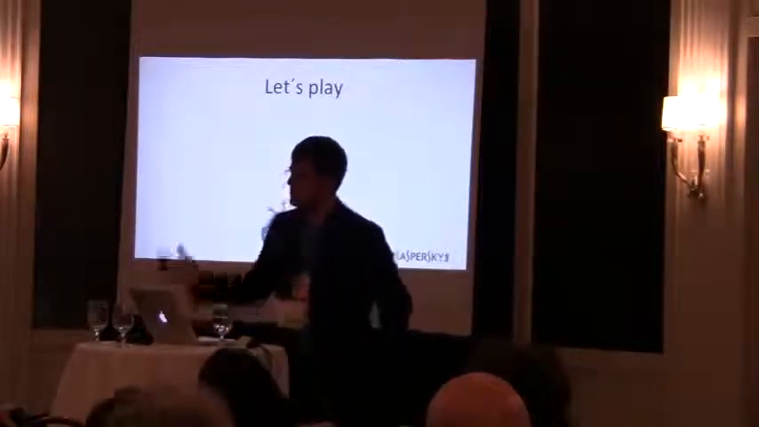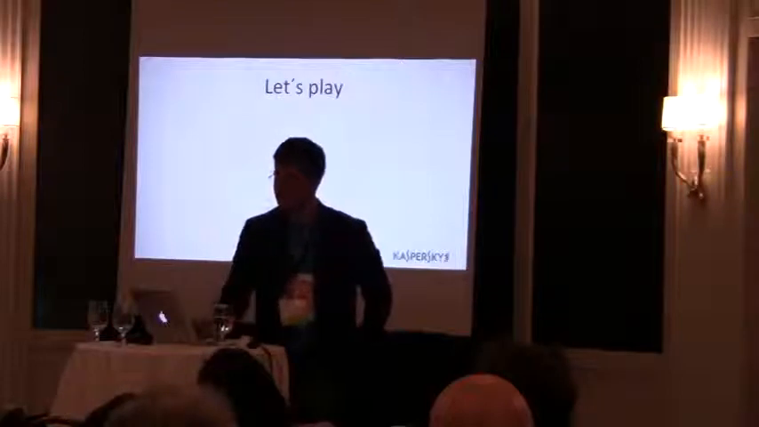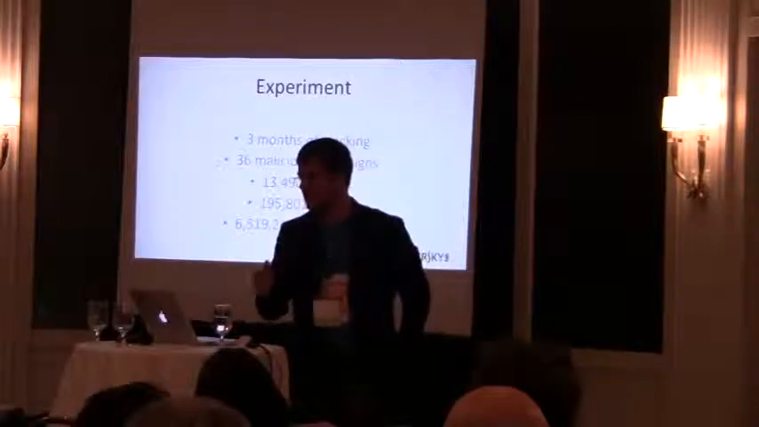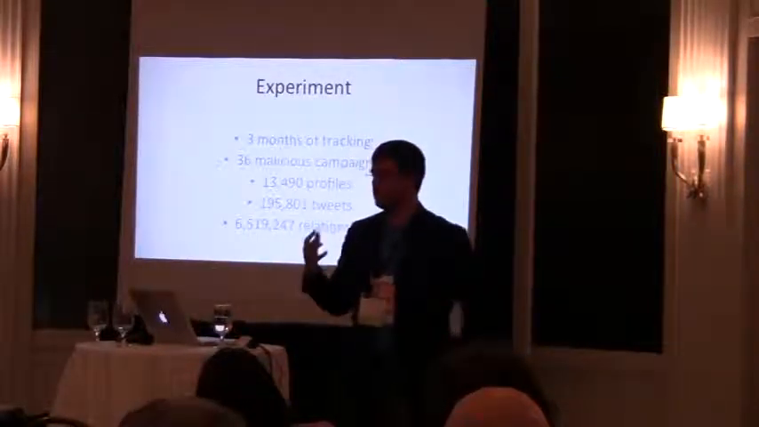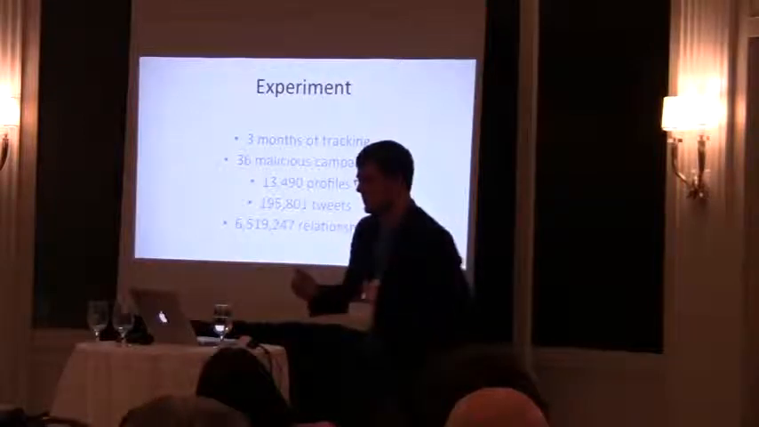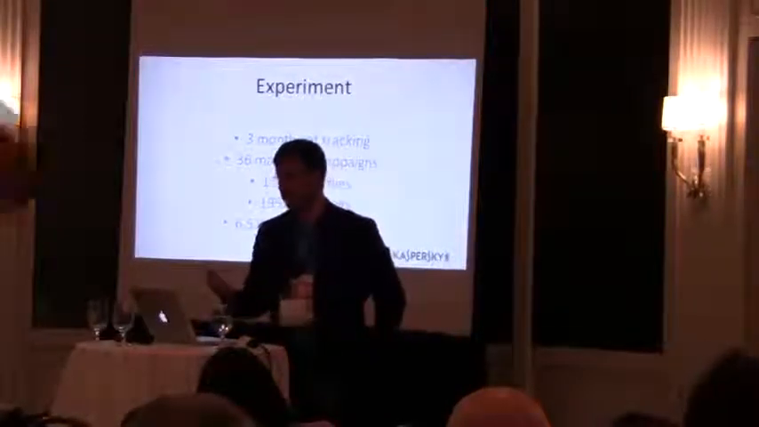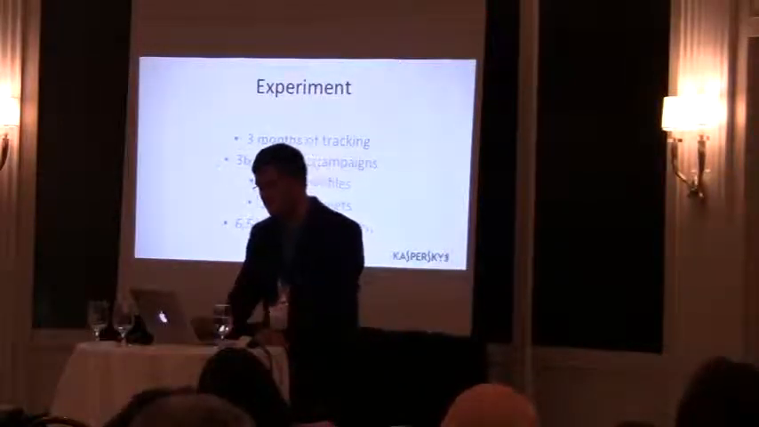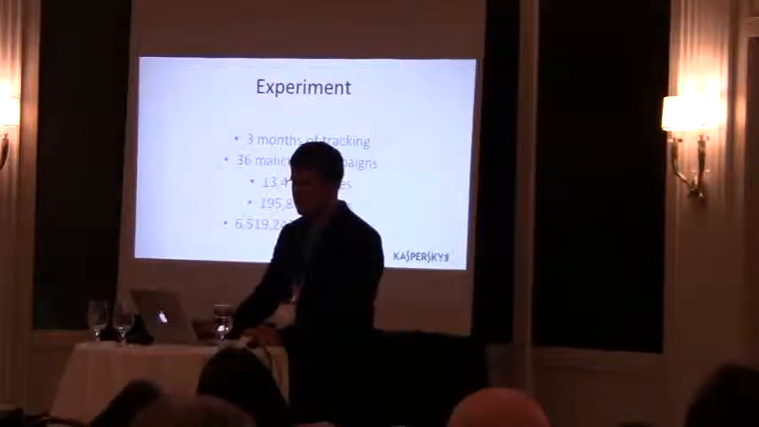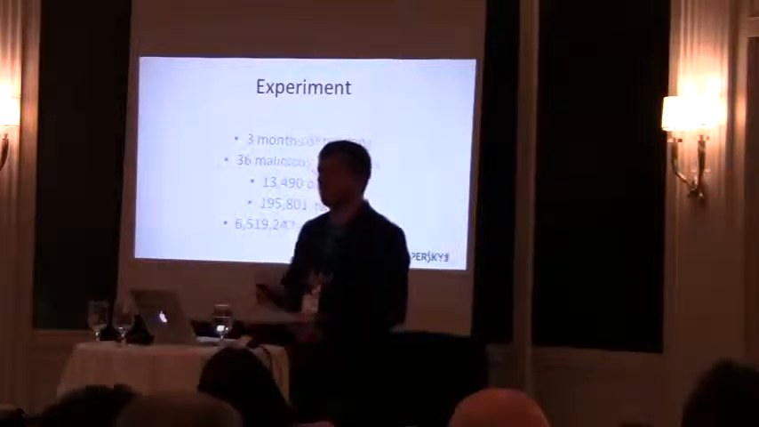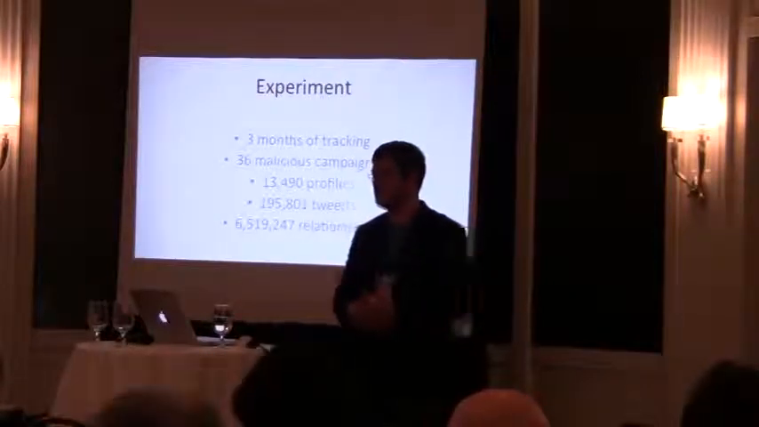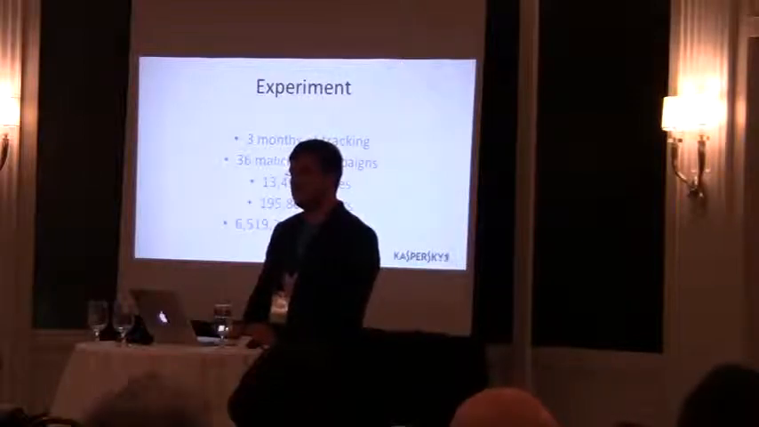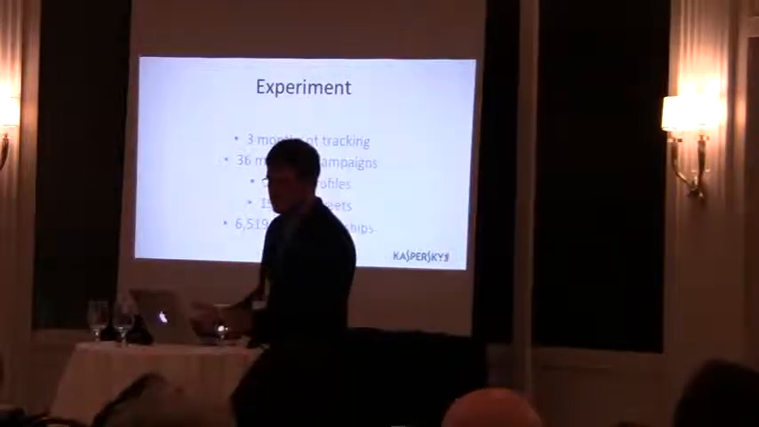After I received this tweet that I showed you before, my experiment started. What I did is I tracked, during 3 months, as many malicious campaigns as I could find. In this case, there were 36 malicious campaigns. I collected 3,500 profiles, 200,000 tweets, and 6.5 million relationships of the different profiles involved in malicious campaigns. So I put all of this in a database. And what I wanted to find out is, is it possible to detect malicious profiles using machine learning techniques?